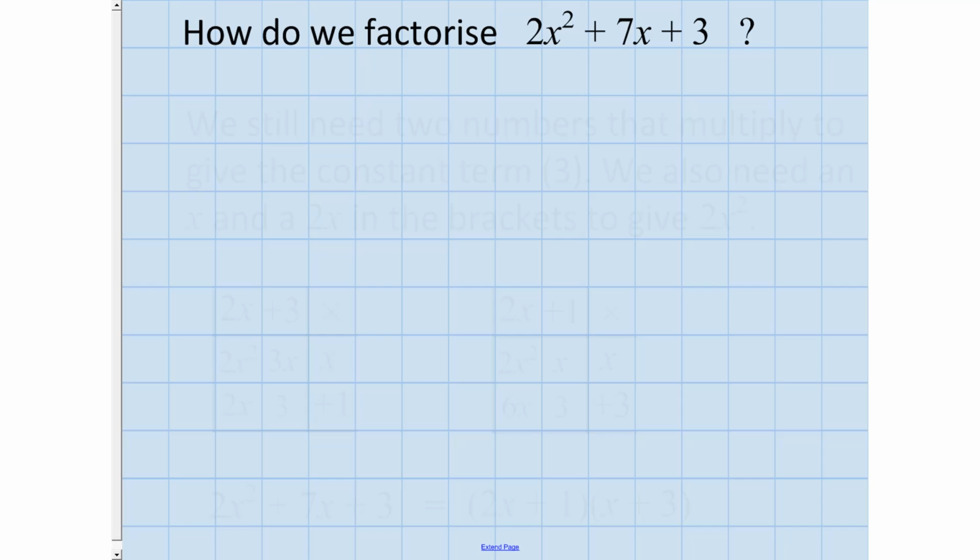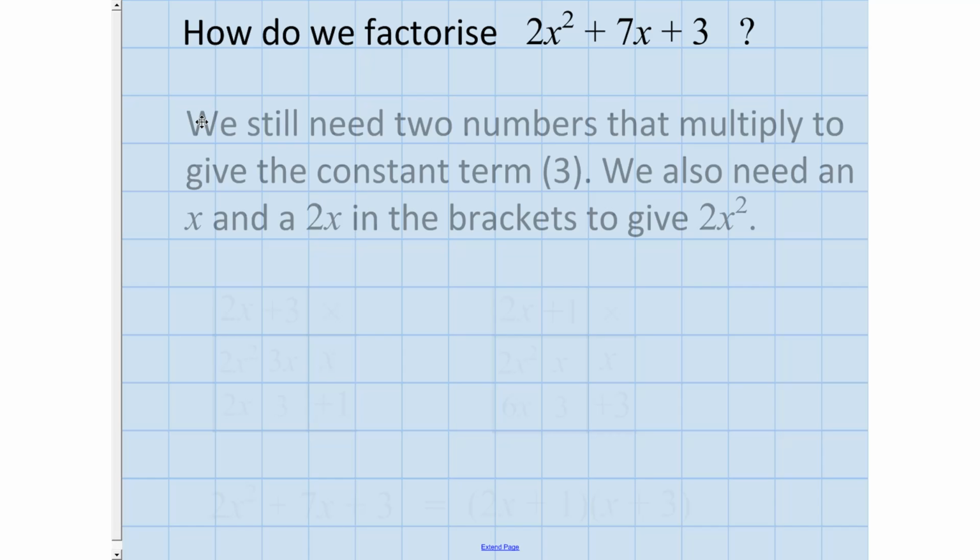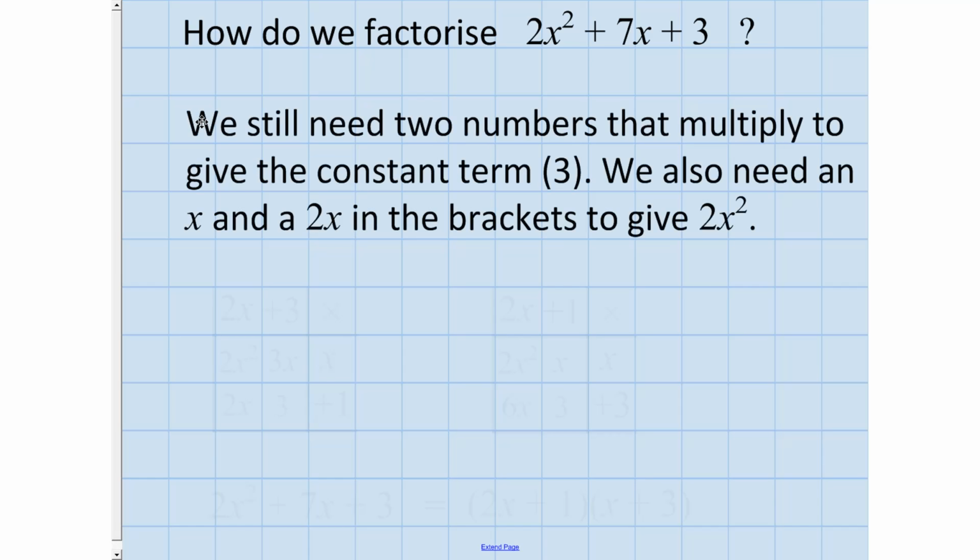How do we factorise 2x squared plus 7x plus 3? So obviously we can't take 2 out this time because it doesn't go into 7 or 3. And we still need two numbers that multiply to give the constant term, the number at the end, which in this case is 3. We also need an x and a 2x in the brackets to give 2x squared. When we factorise quadratics normally, we had two brackets, both with an x in. In this case, one's got to have 2x in, because when we multiply them out, we need to get 2x squared. So there's two possibilities.